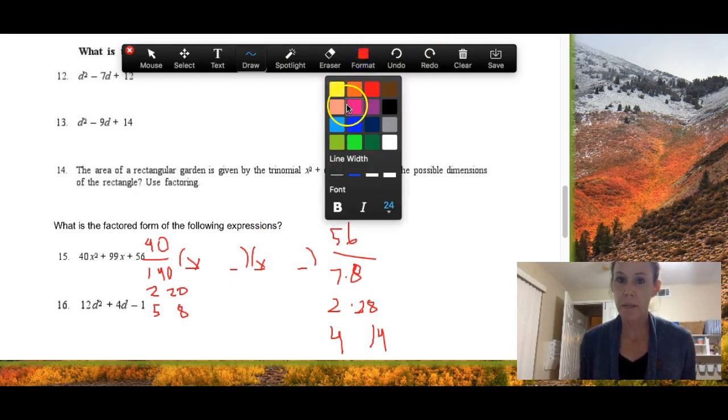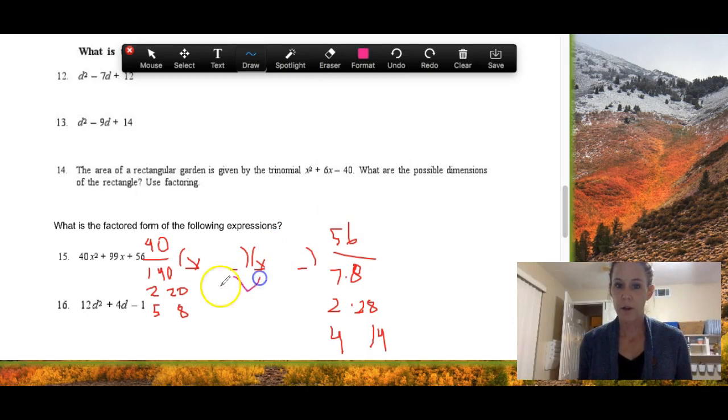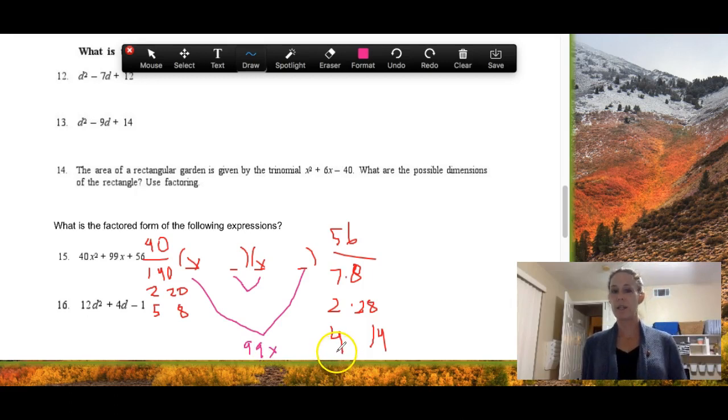But I need my choices, the inner term and the outer term, to add up to that middle term, 99x. Okay, that's my goal. So that's what I'm searching for. I need it to be 99x. How can I make that work? Well, 99x is kind of a big number, so you can go about guessing and checking.